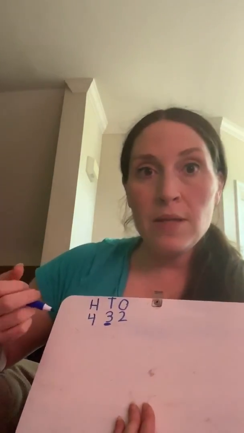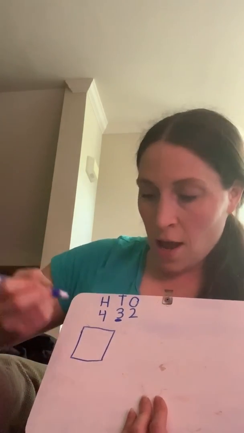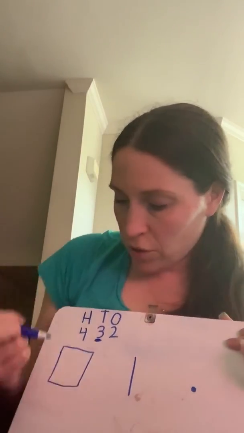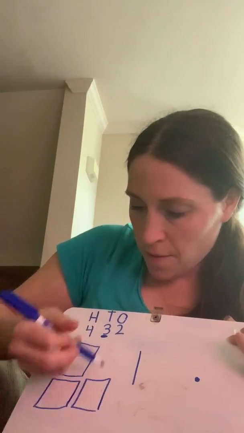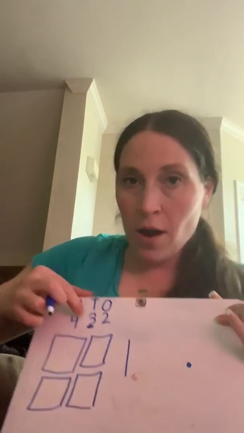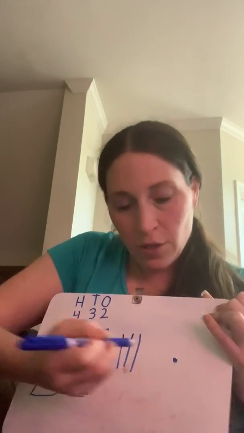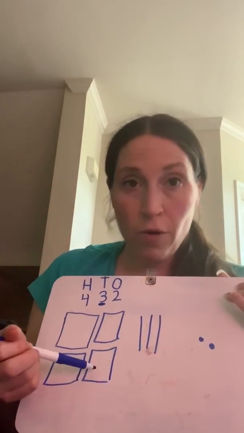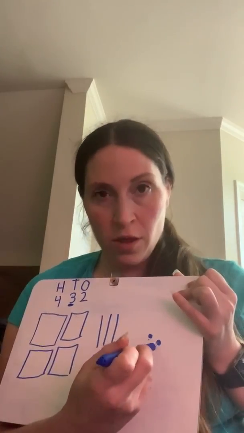So when we're using the base 10 blocks to draw it, remember your hundreds are the squares, and then your tens would be sticks, and your cubes, your ones, would just be the dots. So for this number 432, we would draw 4 of our hundreds squares. Our tens place has a 3, so we'll draw 3 10 sticks, and our ones place has a 2, so we'll draw 2 ones. So that would be 100, 200, 300, 400. 410, 420, 430, 31, 32.